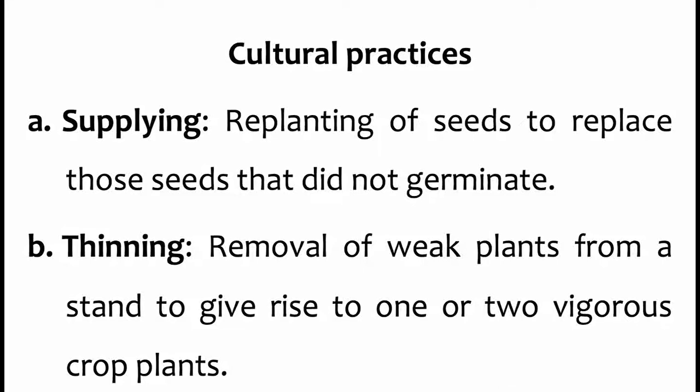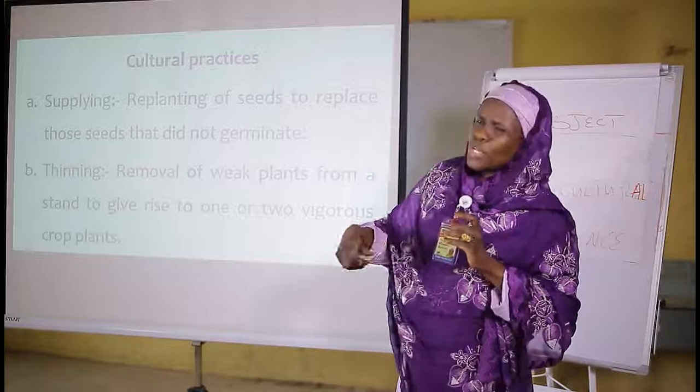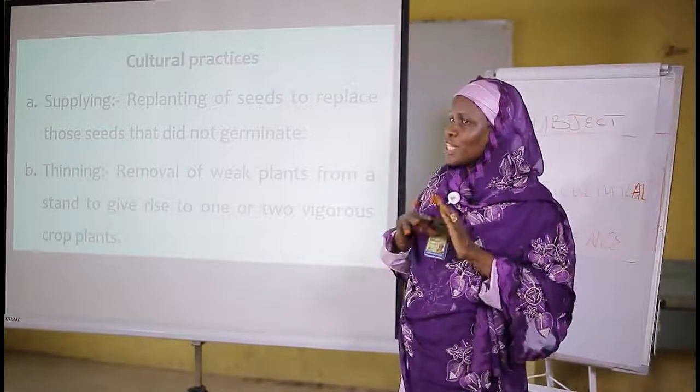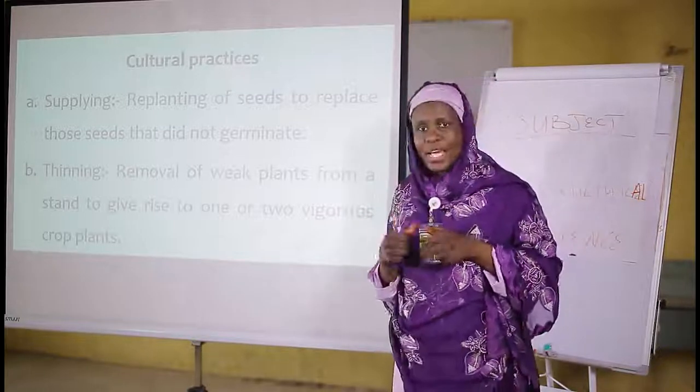B is thinning. Thinning is the removal of weak plants from the stand to raise 1 or 2 vigorous crop plants. That is, when you are thinning, you are removing the weak plants. The ones that are already weak, you have to remove them and allow a chance for the few vigorous crop plants.